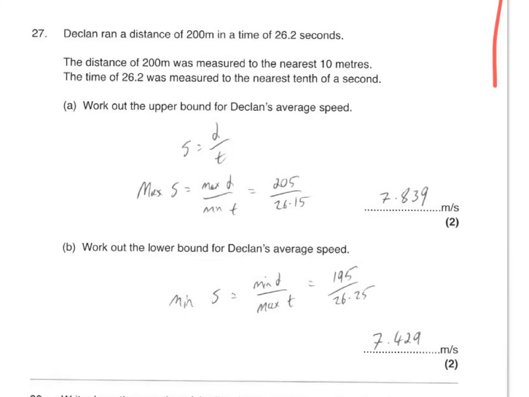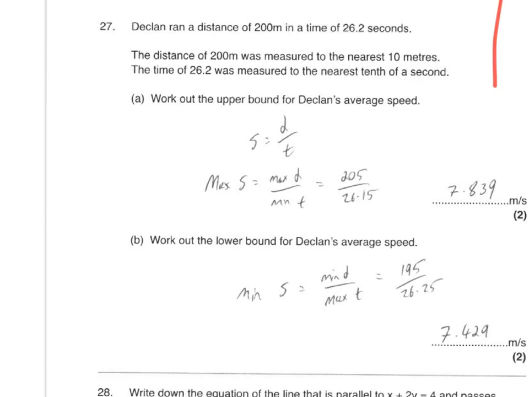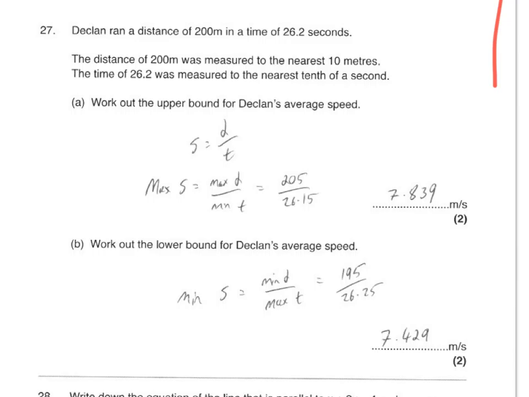Upper and lower bounds, you should be used to this now. Each value has been rounded, so the distance has been rounded to the nearest 10 meters. The time is rounded to the nearest tenth of a second. It says work out the upper bound and work out the lower bound further down, so A and B.